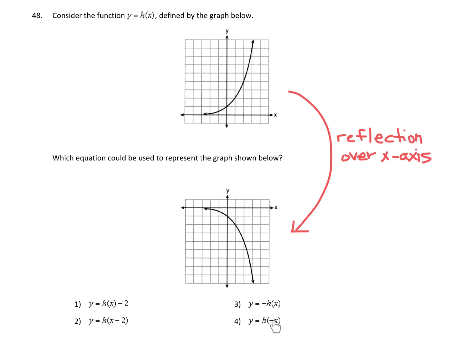Okay, choice 4 is not the answer because in choice 4, they're negating the x. We don't want to negate the x. We want to negate the function itself. So choice 3 is our answer.